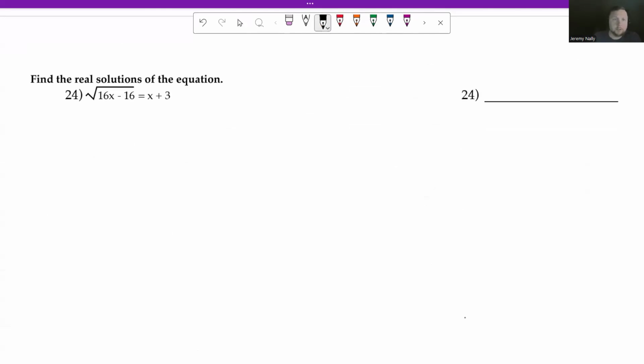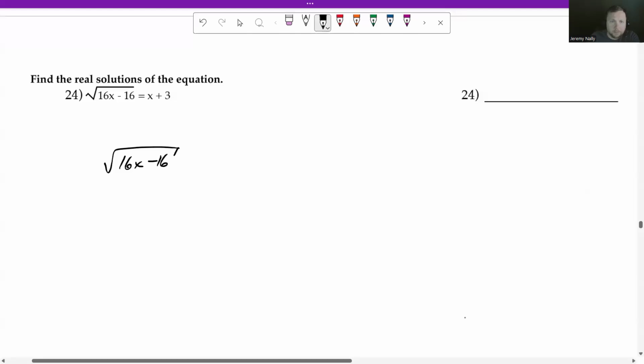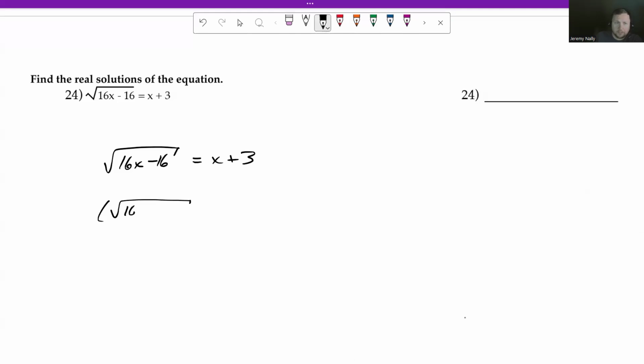Find the real solutions of the equation. So I have a radical equation here. If it's a square root, the check is absolutely required. As soon as I square both sides here to try and get that x outside of the square root, I'm going to potentially introduce extraneous solutions. So now the square cancels out the square root.